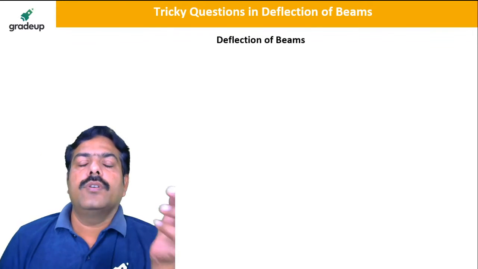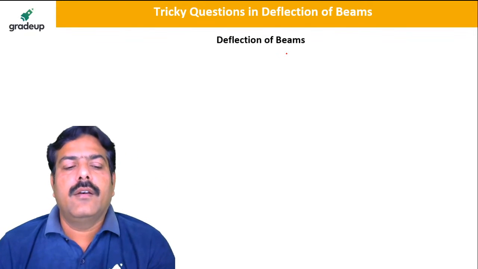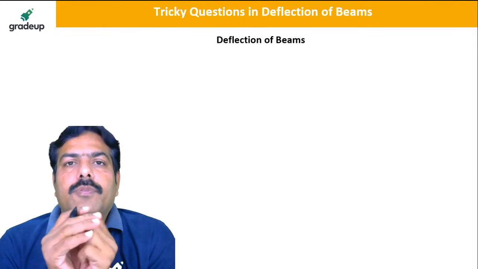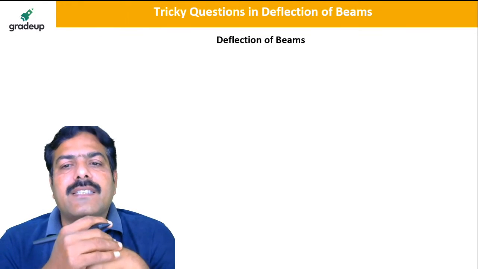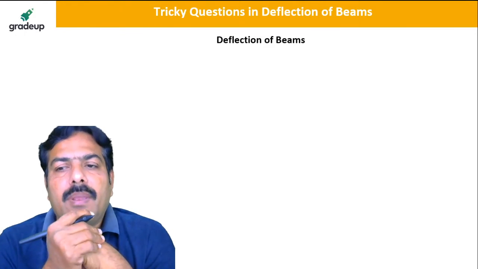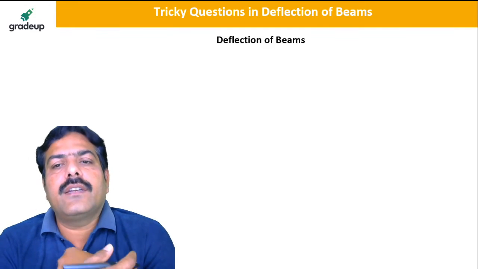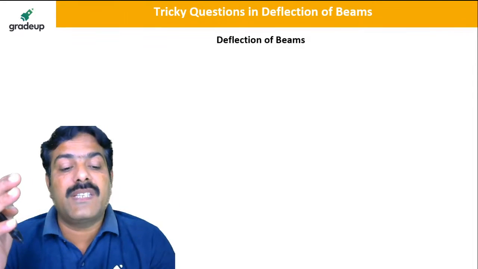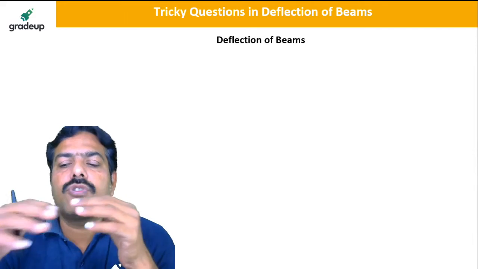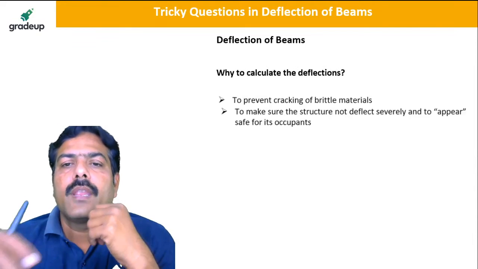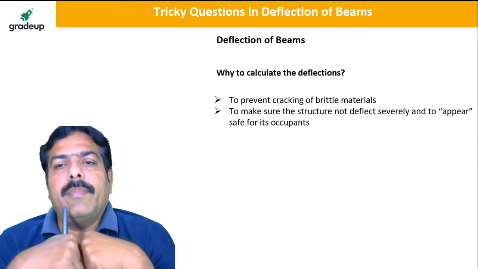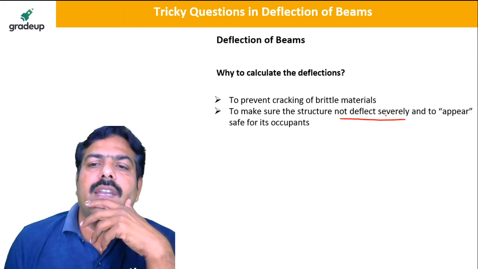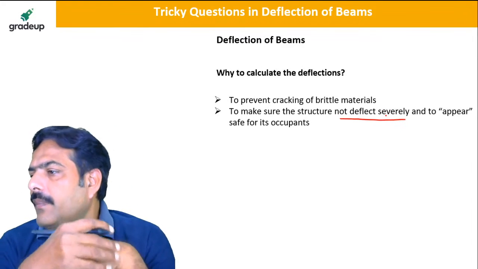So generally you see that in brittle material there are some cracks which develop. To avoid or prevent that type of cracks, definitely we should know how much the deflection in the beam is. And the second case is to see that the structure is not deflecting more than the specified value. So these are the reasons why we should go for deflection of a beam. One is to prevent cracking in the brittle material, and the other is to make sure it does not deflect severely. Is it clear? Very good.